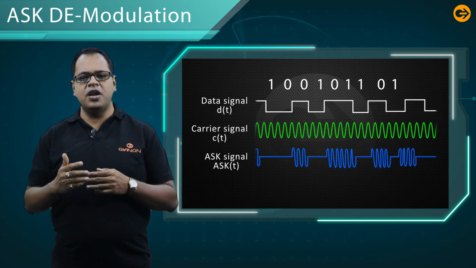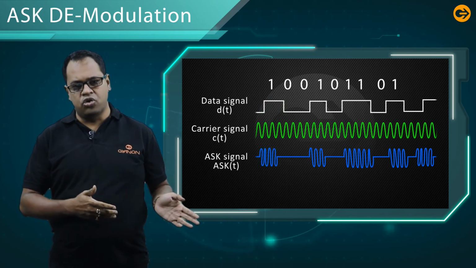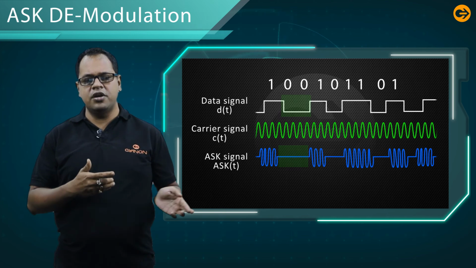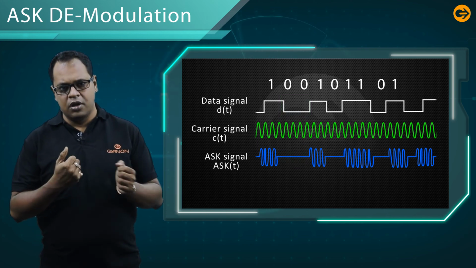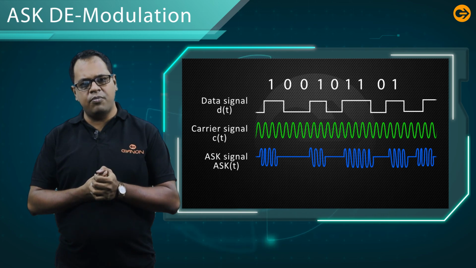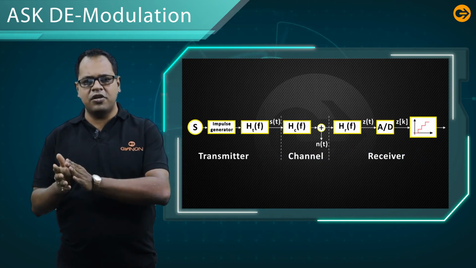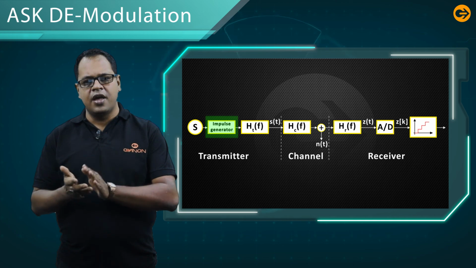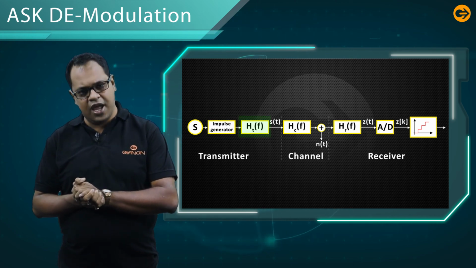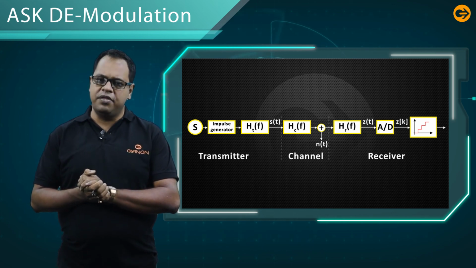When the message signal is 1, the modulated signal is as shown, and when the message signal is 0, the modulated signal is as shown. Now let us recap the block diagram of the ASK. The message signal is passed through an impulse generator and then through a filter having a transfer function HT(f). The output will be the ASK modulated signal.